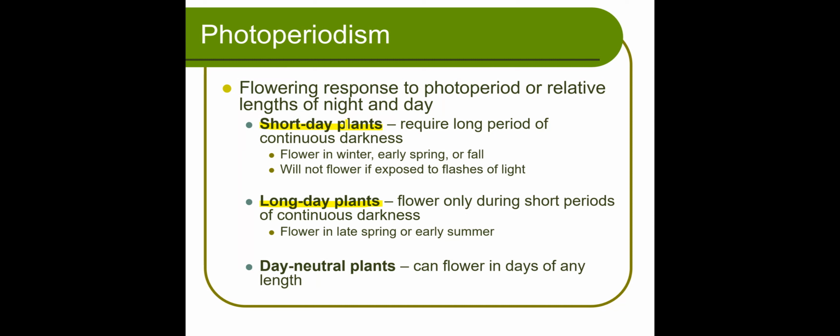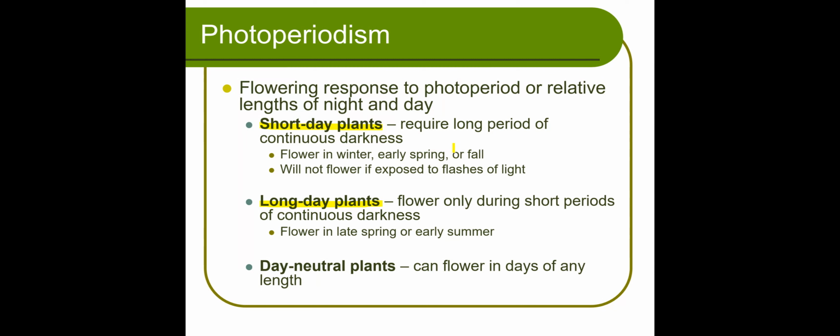So if you think about when do we have short days, okay, to me this is the worst part of the year, but late fall and all through the winter we have these really short days. It gets dark like at 5 o'clock, 6 o'clock in the afternoon. We have shorter periods of light and longer periods of dark. So short day plants are going to flower and bloom during those conditions. So these are the plants that are going to flower in the winter and in the fall.